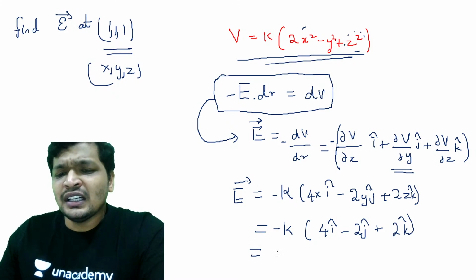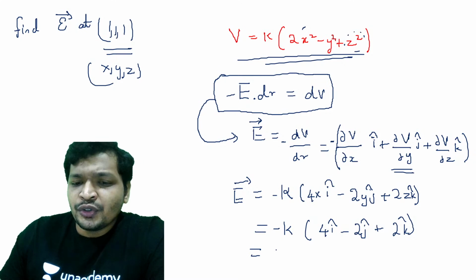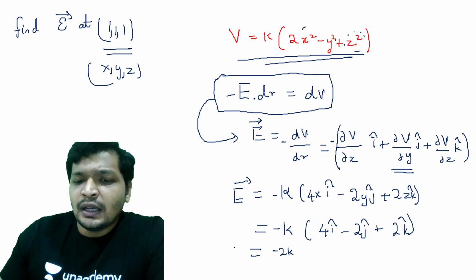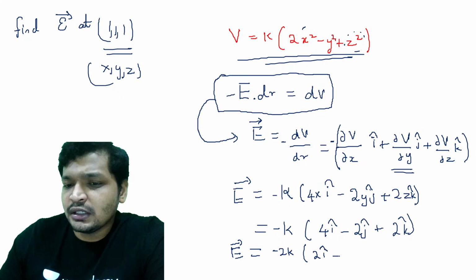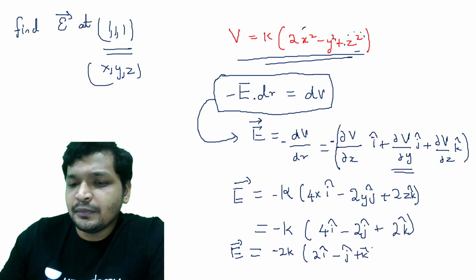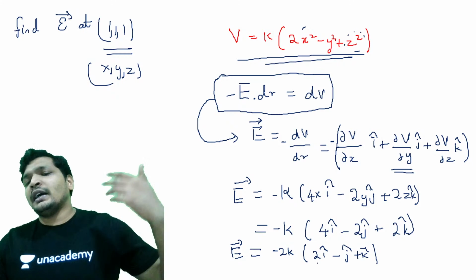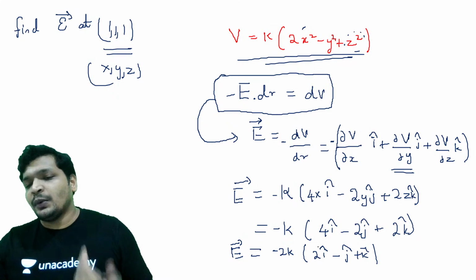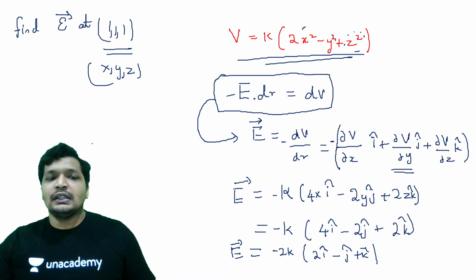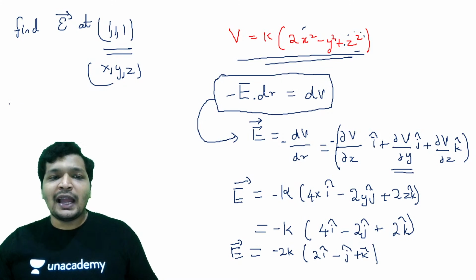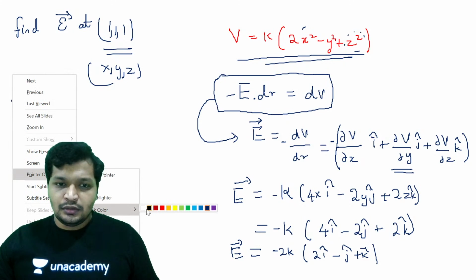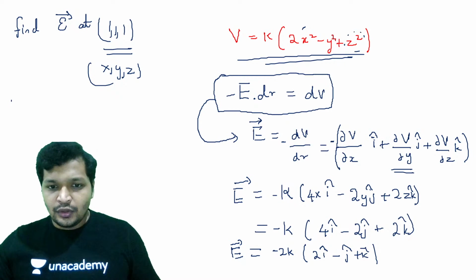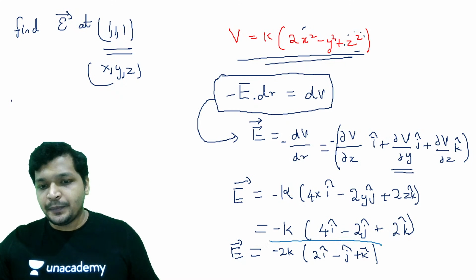So what do you get? Take out 2 as common, so you would get something like minus 2 K. The magnitude of the electric field was asked in the question, I guess. So this is 2 I cap minus j cap plus k cap. Under root of 2 square plus 1 square plus 1 square, that's going to be root 6, so magnitude is 2 root 6 K. You can derive the magnitude just from this.